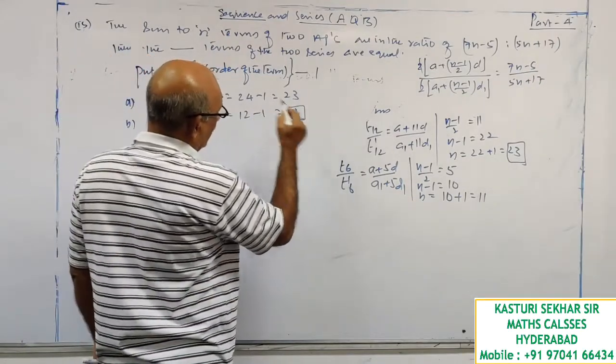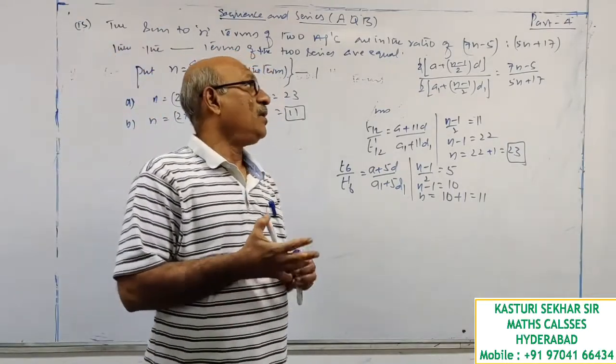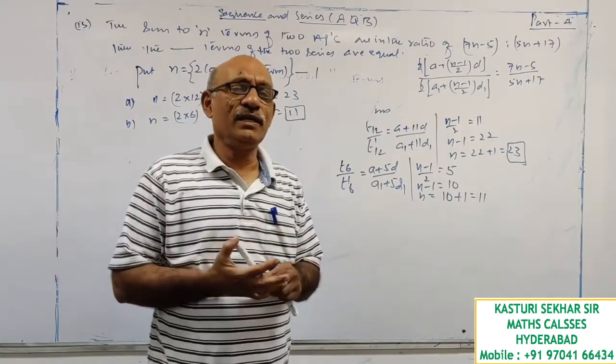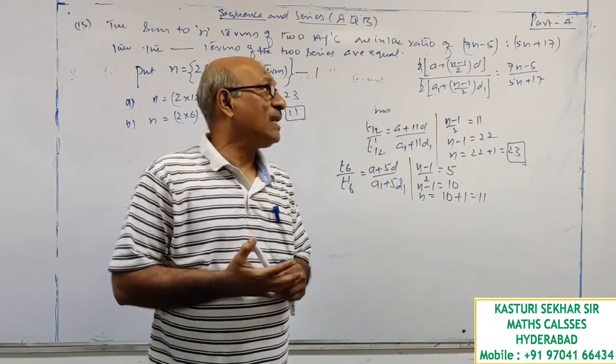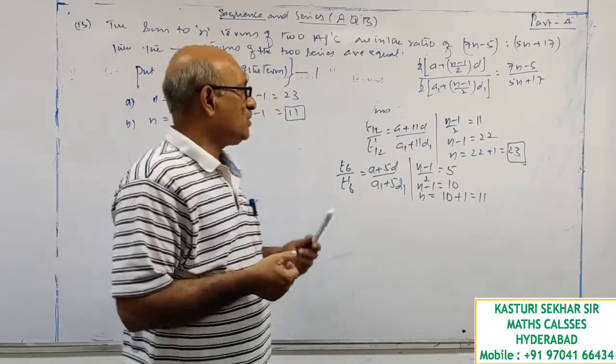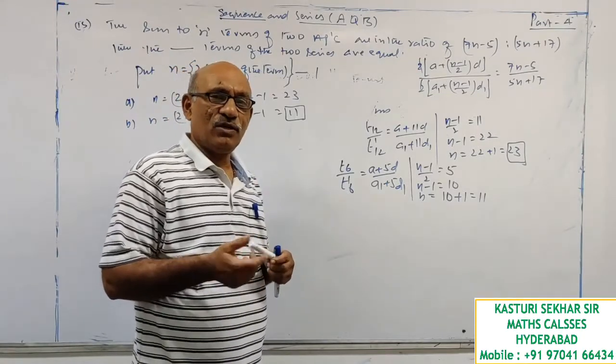So when I take n is equal to 11, the right hand side value is 1. Means 7n minus 5 by 5n plus 17, you see, the values are equal, cancel, I am getting 1 as the answer. So the left hand side is T6 by T dash 6. Therefore, the sixth terms of the two series are equal.